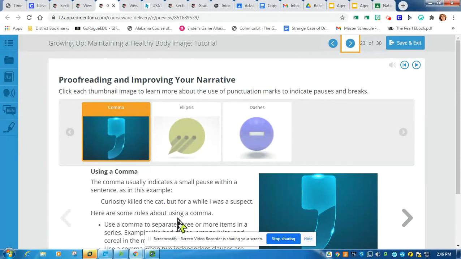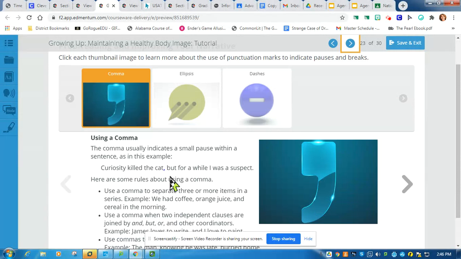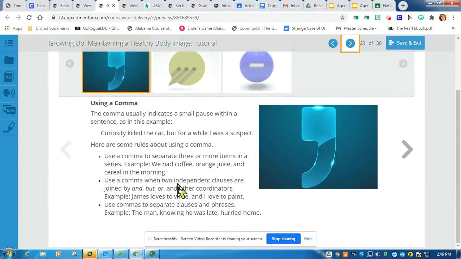Proofreading, using commas. Again, here are some basic rules about commas. I'm not going to read them to you, but I do want you to maybe stop the video and read them.